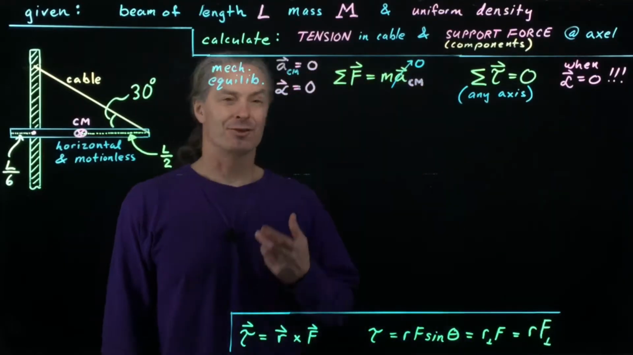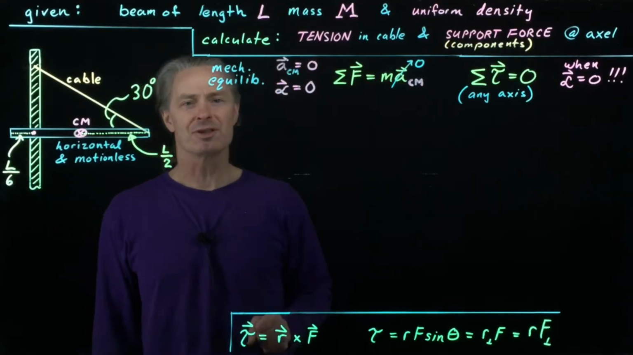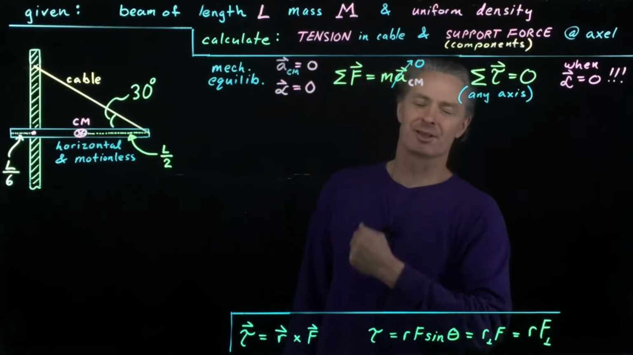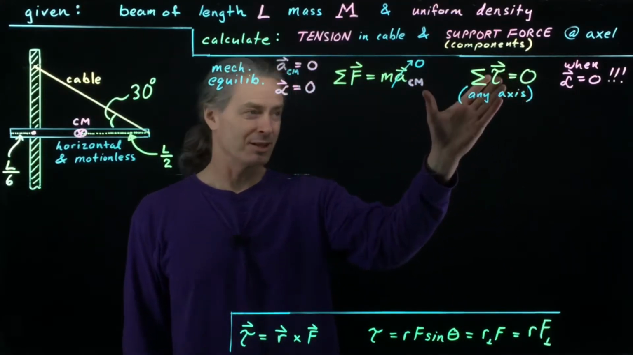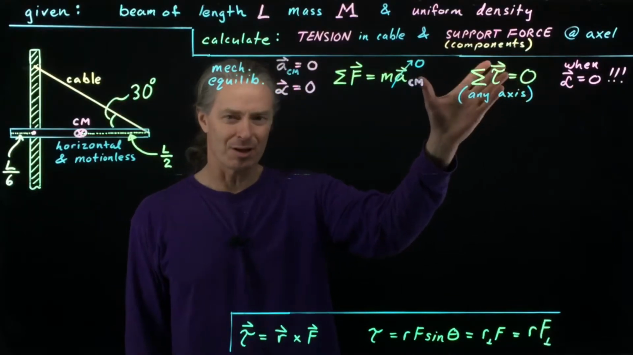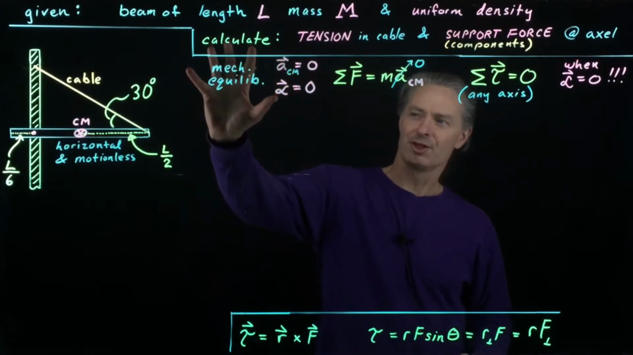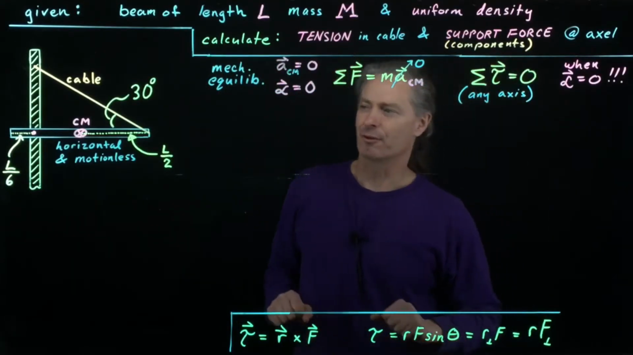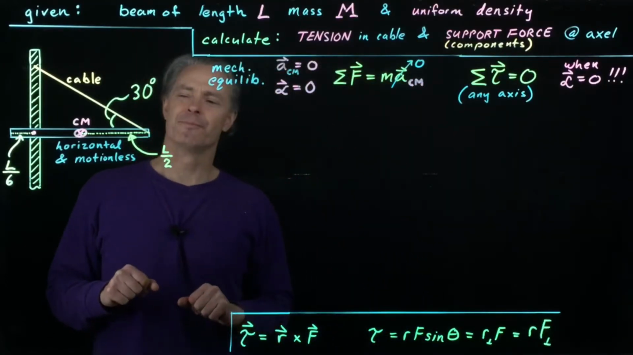The absence of any translational acceleration from the center of mass entails that the sum of the forces acting on the object will be equal to 0. The absence of any angular acceleration, meanwhile, entails that the sum of the torques acting on the object, calculated about any axis, will also be equal to 0. So for a rigid object in mechanical equilibrium, this will be the starting point for our analysis. All right, so let's look at our particular problem.